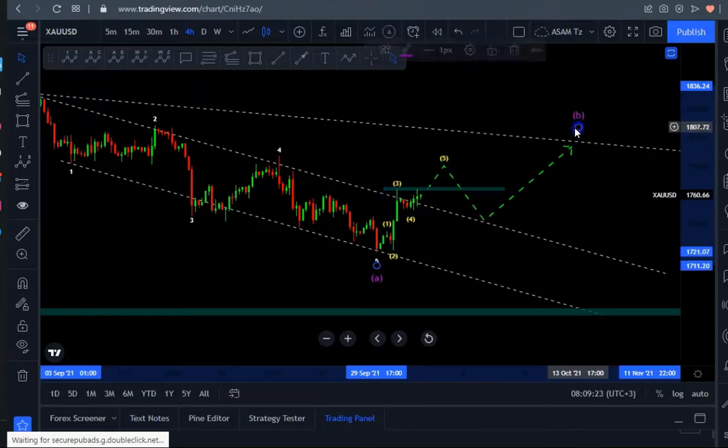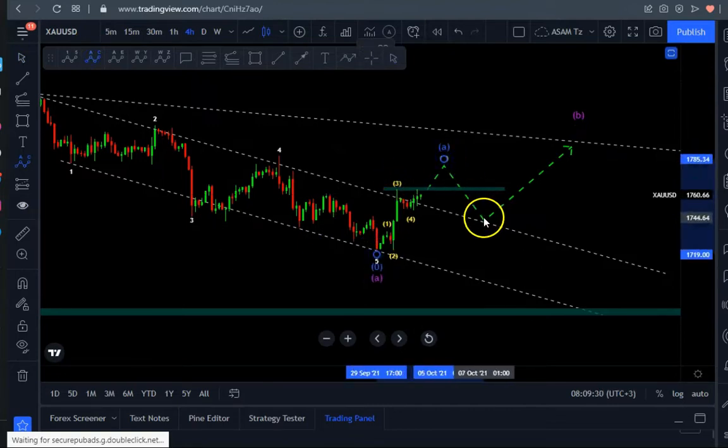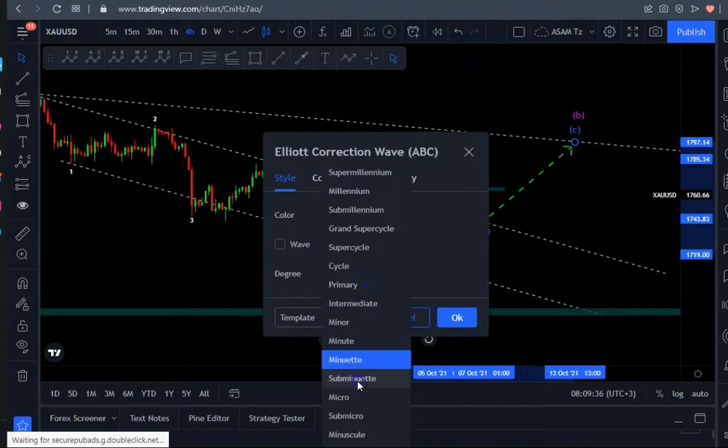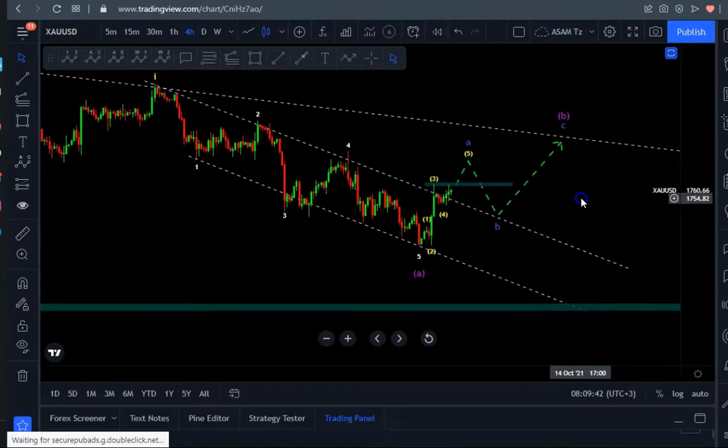Now it will be something like this. Maybe I can show it. This will be wave A, this will be B now, this will be C to the top, whereby this is in a lower degree. Now I can lower degree like this. So this will be an A, B, C to the top.